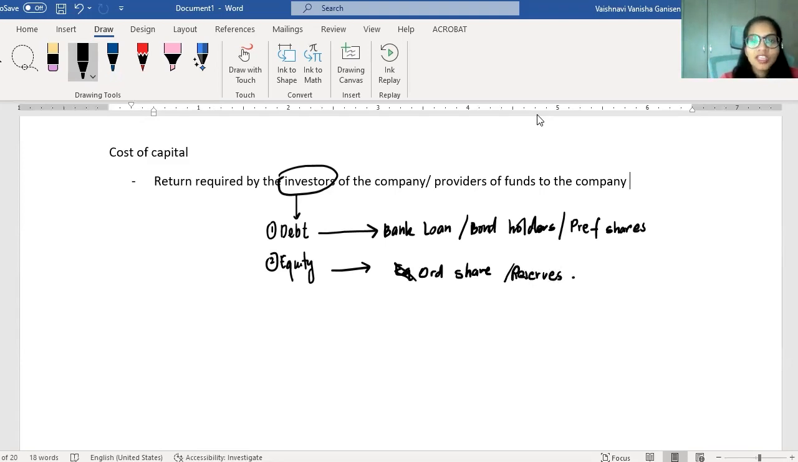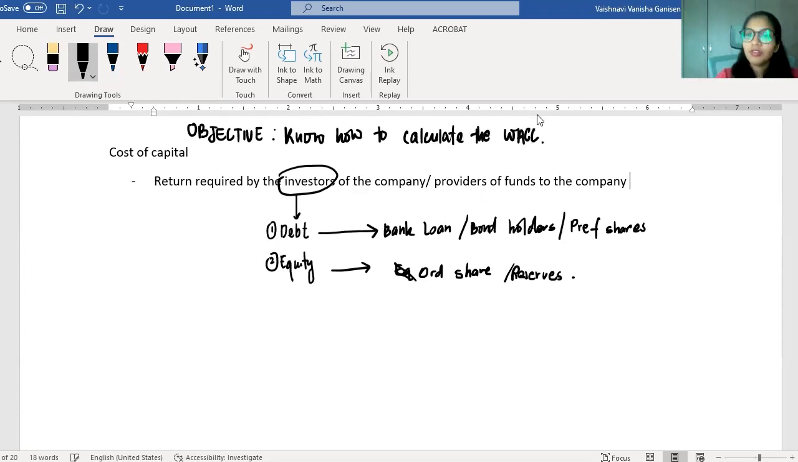Okay. So what your objective is in this topic is to know how to calculate the weighted average cost of capital. That is your objective. And in order to know how to calculate the WACC, you need to know how to calculate the cost of debt. You need to know how to calculate the cost of equity. So just be a bit careful when it comes to areas like this.